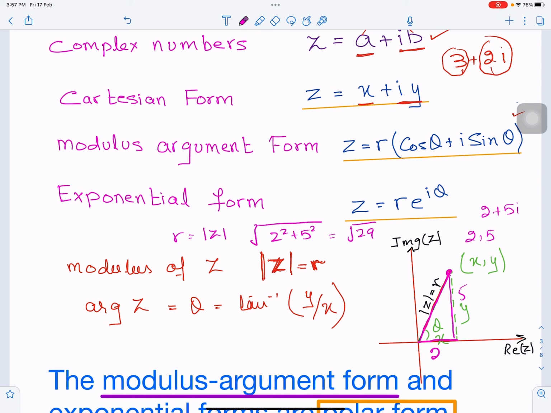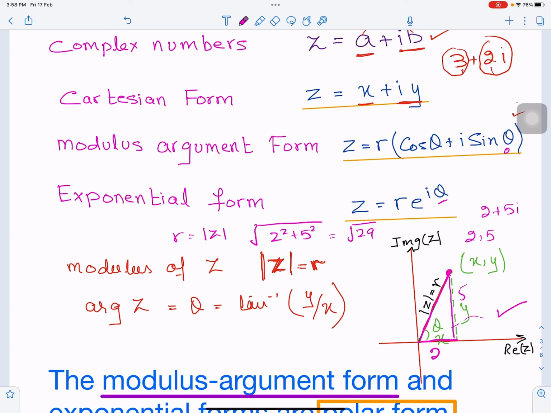Then what is argument of z? Because you see in the modulus argument form you have theta, in the exponential form you have theta. So how do you get this theta? Theta is basically tan inverse y over x. You can see in the diagram. So it depends in which quadrant you have the complex number. We will see that also. Right now we are in the first quadrant.